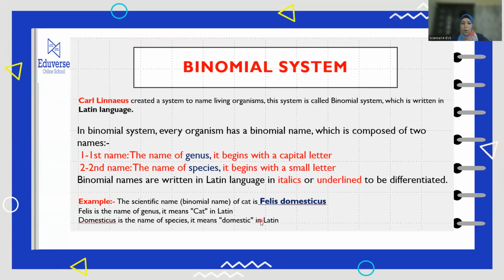And all of them are considered as cats, but of different species. So the name of domestic cats is Felis domesticus. It's underlined. The name of the genus, Felis, starts with a capital letter, and the name of the species starts with a small letter. And this is our rule in the binomial system for any living organism.